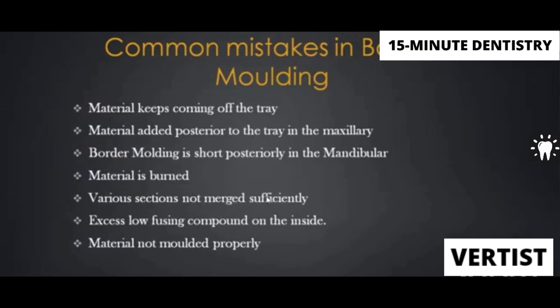So once you have done two different sections, take some chip syringe, heat both those sections, temper, place in the patient's mouth, and mold again. It has to look like one nice, clear, smooth border molding. Excess low freezing compound has to be cut and removed, as I said.